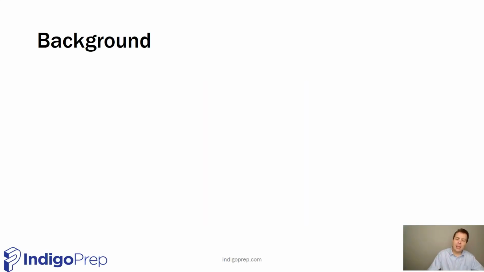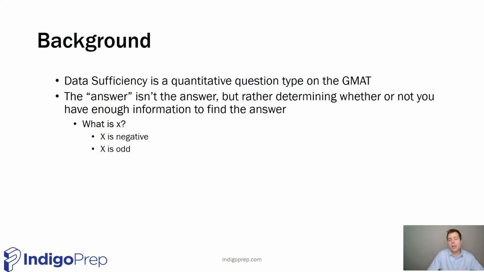So first of all, let's just remind ourselves what data sufficiency is. Data sufficiency is one of the two question types on the quantitative section of the GMAT, the other being problem solving, which looks an awful lot like traditional multiple choice. On data sufficiency, the answer isn't the answer. So in this particular example here, you're not actually trying to state the value of X.